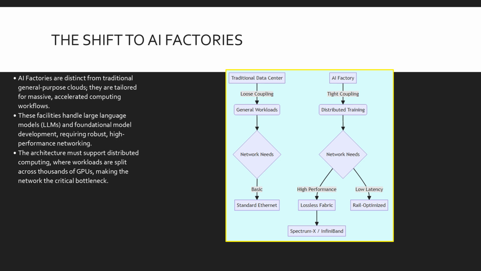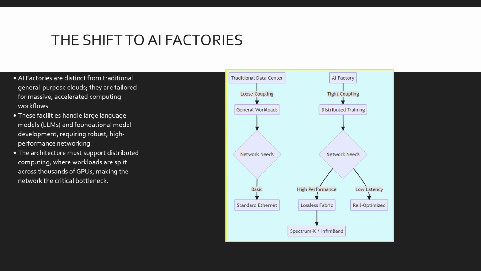Let's begin by defining our environment. You might be used to general-purpose clouds, but AI requires a different approach known as the AI factory. In these environments, we aren't just hosting web servers. We are training trillion-parameter models that require massive distributed computing power. The network here isn't just plumbing. It effectively defines the data center's performance. If your network has high tail latency, your entire training job slows down to the speed of the slowest node.